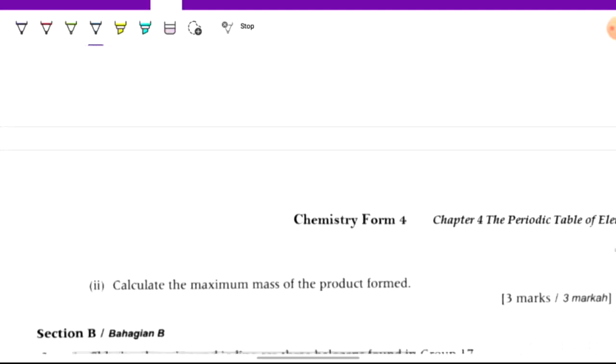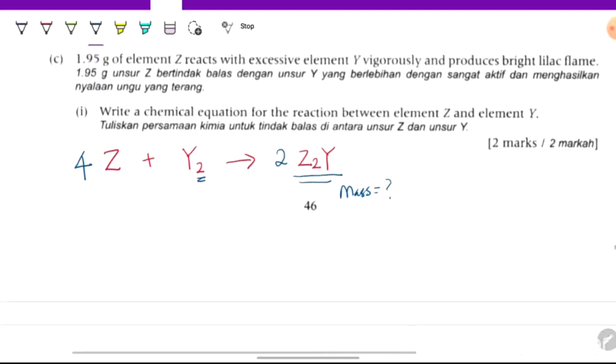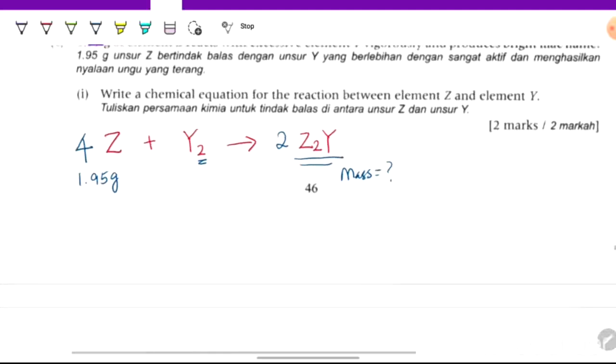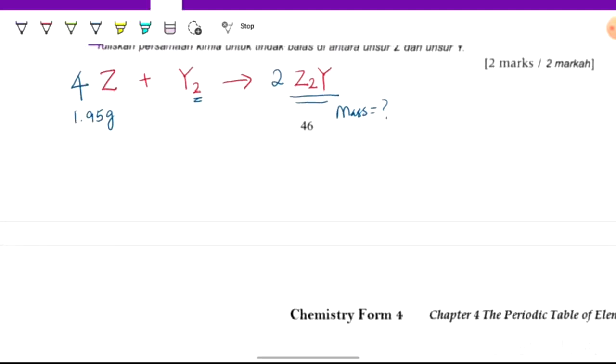Okay, so calculate the maximum mass of the products formed. So the maximum mass of the product. What is the mass? Given to you, the element Z is 1.95 gram. So what is the mass of the product formed? Here I will show it to you.